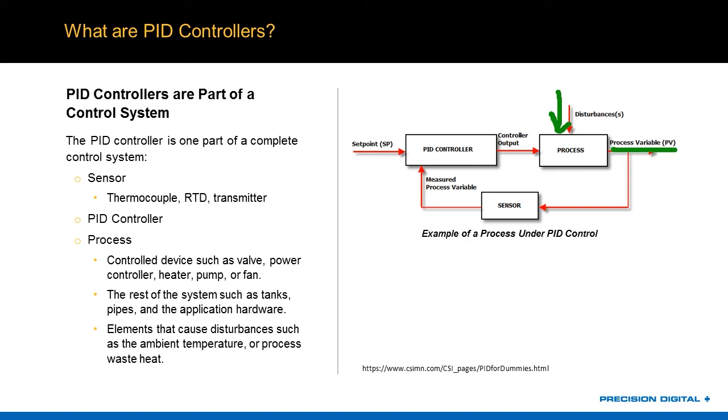Wind is going to change that. If you are trying to control a level, well, the more things you pour into this tank, the more things that go into that are going to obviously make changes to the system. So one of the reasons you use PID is that it can account for these disturbances in the system.